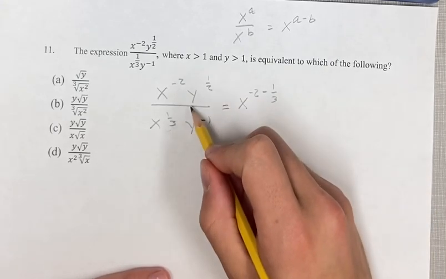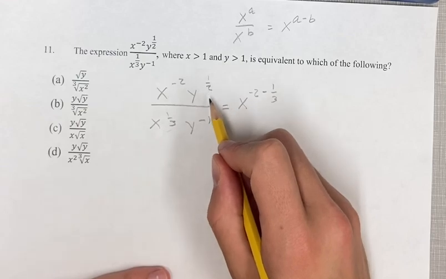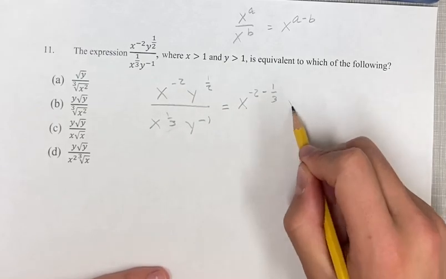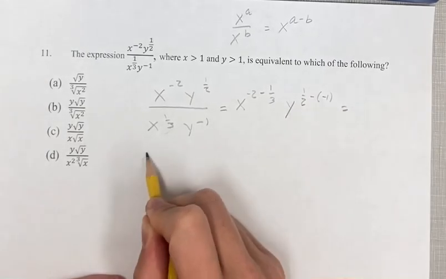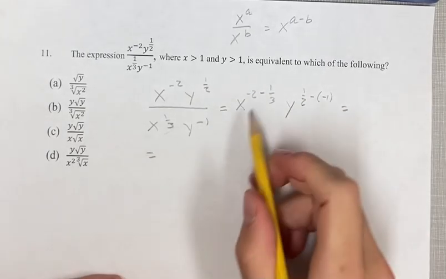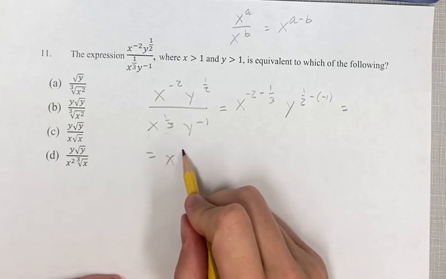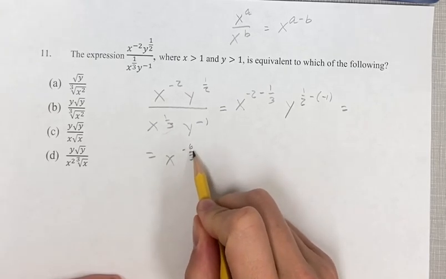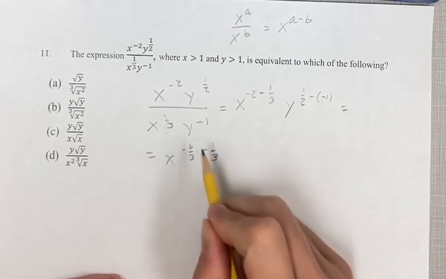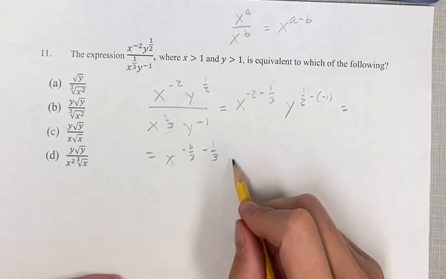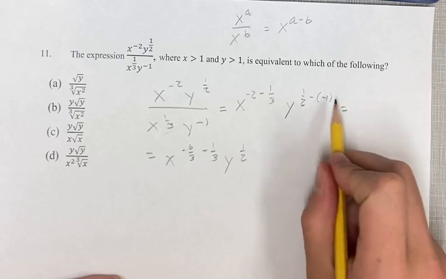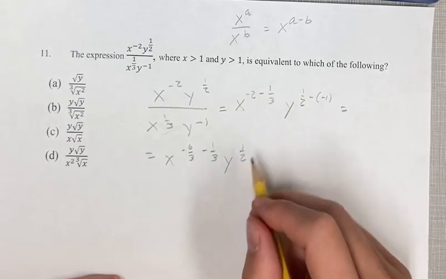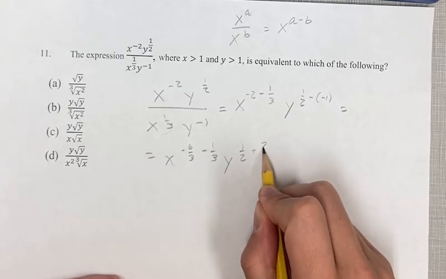Then a similar thing with y. Y to the 1/2 over y to the negative 1 is y to the 1/2 minus negative 1. This is equal to x to the negative 2 minus 1/3, which is negative 6 over 3 minus 1/3. This gives us a common denominator. And y to the 1/2 plus 1, right? Distributing that negative, which is plus 1, is 2 over 2.